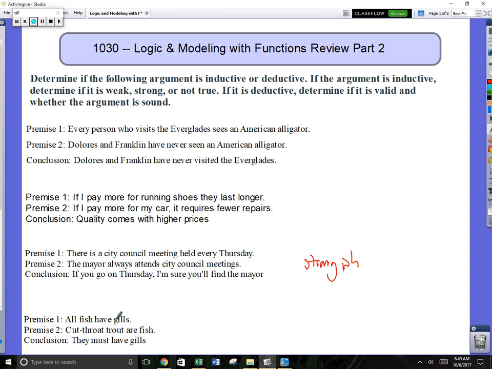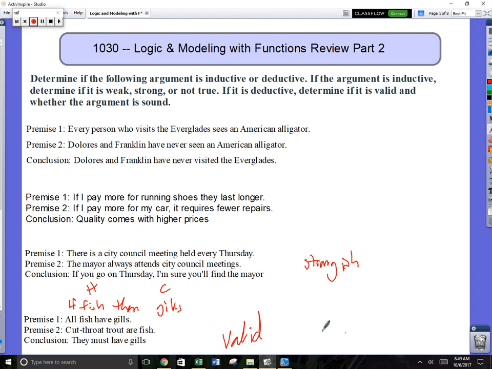Okay, the last one. All fish have gills. Premise number 1. Premise number 2. Cutthroat trout are fish. So the deductive ones, you introduce a first premise, and then these are all tying back into it. So if you are a fish, then you have gills. So this is the hypothesis. If you're a fish, the gills would be the conclusion. So cutthroat are fish. So they're affirming the hypothesis. Anytime you affirm the hypothesis, that is a valid argument.